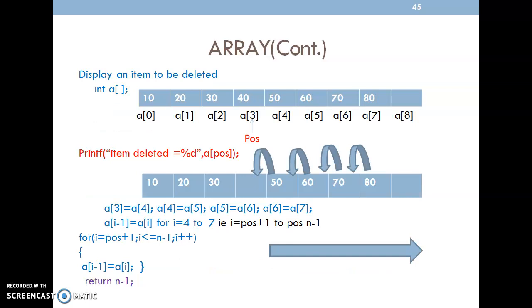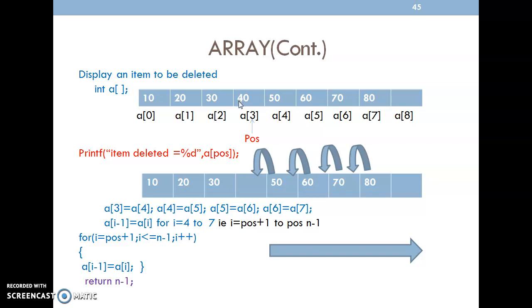Next, out of a of 0 to a of 7, the 8 elements, I want to delete a particular element at a particular position. If I am going to delete the 40 item at position a of 3, I can directly delete it, because there is no need to check the condition. Already allocated values are there. Go to the particular location and delete it. Item deleted equals percentage d at position a of position. So if I mention 3 here, that 40 value will be deleted.